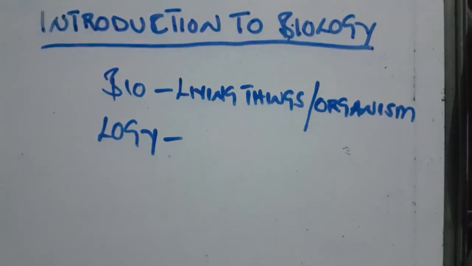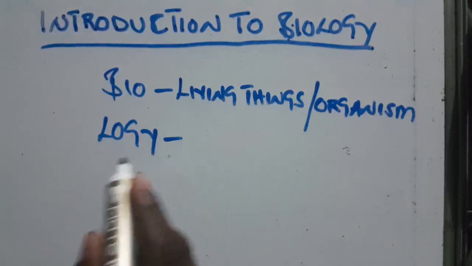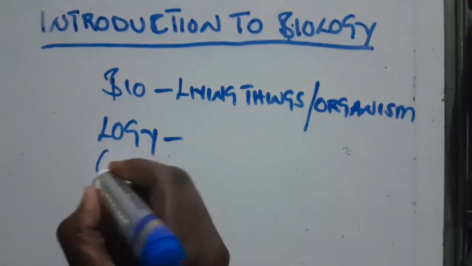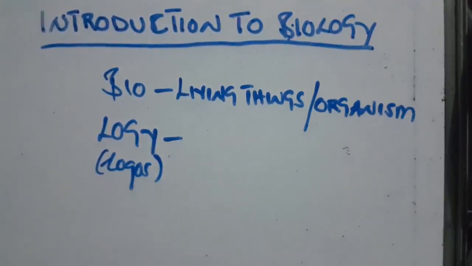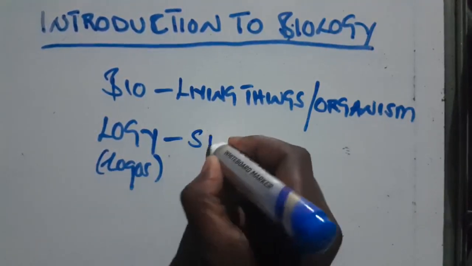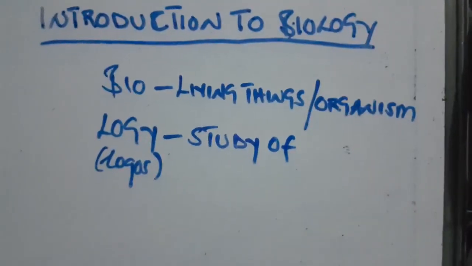Those are some of the examples of living things. Now if we look at the word logy, it comes from a Greek word called logos, and this word means study of. So logy means study of. If a question comes to say define the term biology, biology can be simply defined as a study of living organisms, which may be plants or animals.